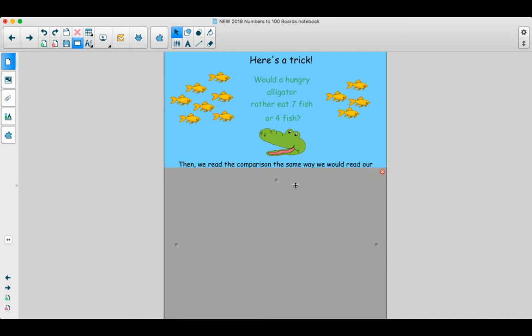He would rather eat 7 fish. So we kind of use this symbol in math. We'll talk a little bit more about it in a moment. But then we read the comparison the same way we read our name, from left to right. So 7 is greater than 4. Okay? So if you have two numbers, we read it from left to right. Okay? 7 is greater than 4.